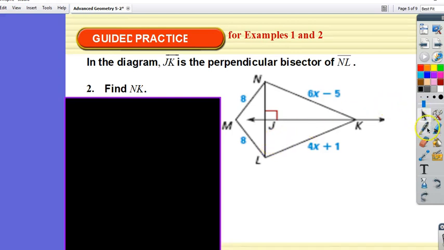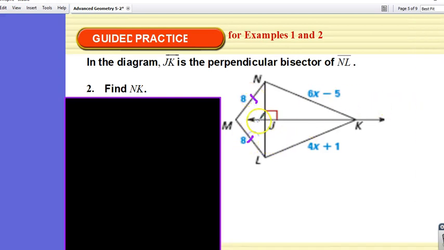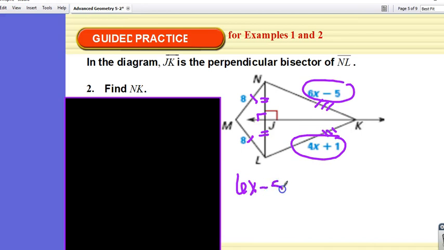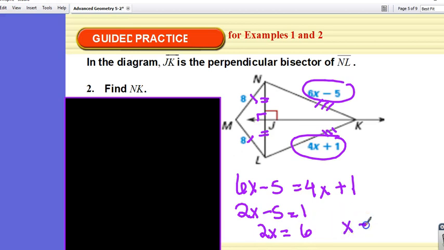Find NK. Alright, so once again, these are equal, therefore this is a perpendicular bisector. Since this is a perpendicular bisector, these are equal. They want to know what is NK. Well, NK is equal to this. Set them equal and solve. Subtract 4x from both sides. 2x minus 5 equals 1. Add 5 to both sides. 2x equals 6. Divide by 2 on both sides. X equals 3. Plug back in. 3 times 6 is 18 minus 5, 13.